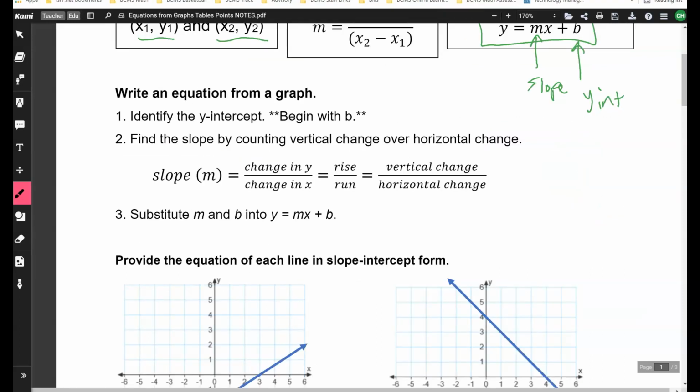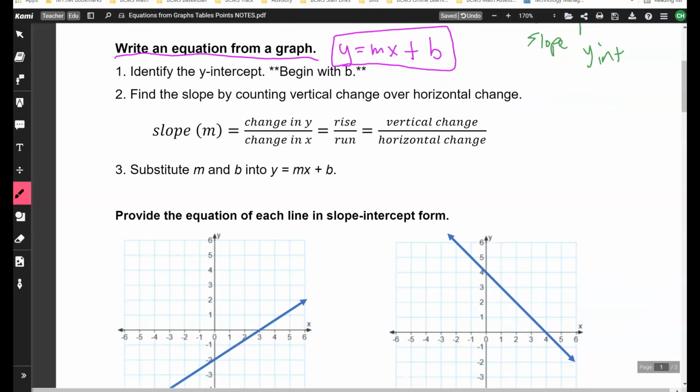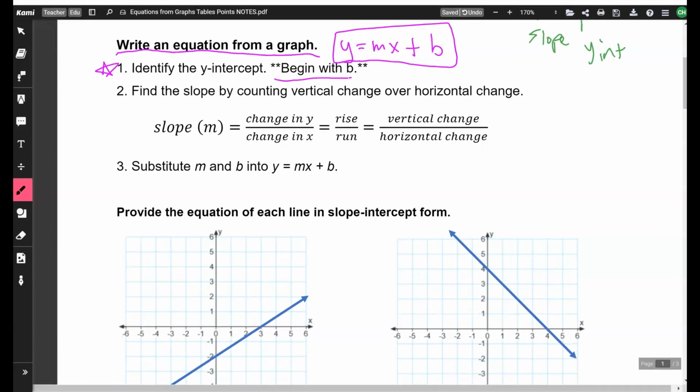All right, guys, so we're going to start by writing an equation from a graph. Remember, we're going to get to y equals mx plus b, plus or minus b. That last part could be a subtraction, depending on where our y-intercept is, okay? So when we look at writing an equation from a graph, here's the steps we're going to use. The first thing is to identify the y-intercept. So we're going to begin with b. Remember, that is the point where our graph crosses the y-axis.